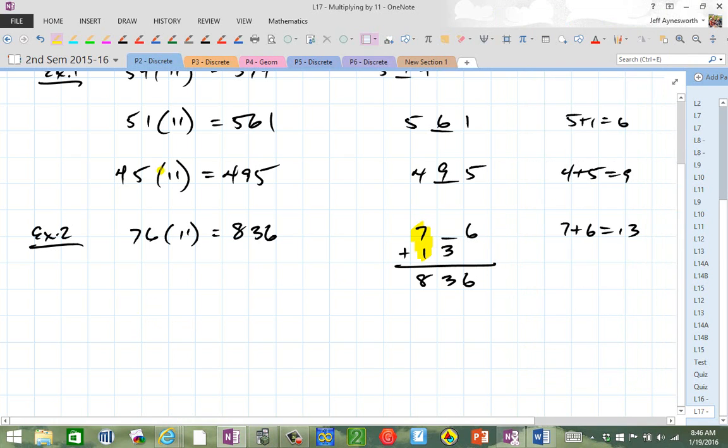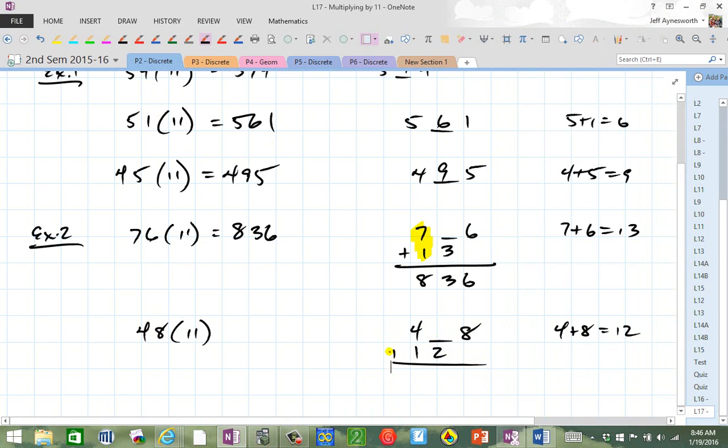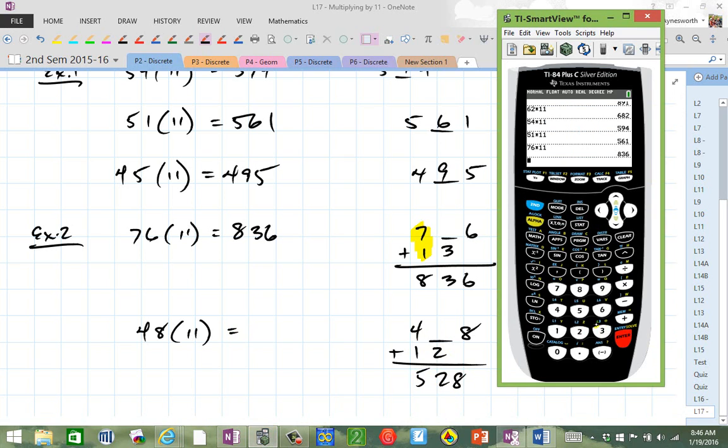Let's do it again. Let's take a few more, look at some different numbers here. 48 times 11. Okay, now 4 plus 8 is 12. So what you want to do is mentally combine the numbers here. You're going to increase the 100 digit by 1, so you get 500. And the middle digit's got to be 2, so 528. So you have 528 here. So you got 48 times 11, and that's 528.